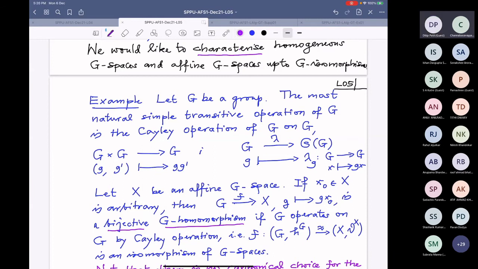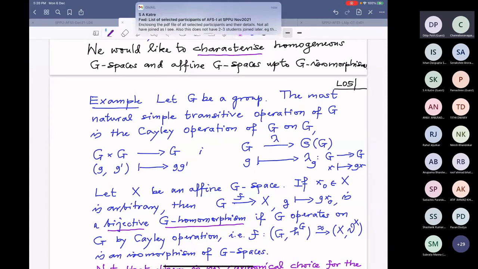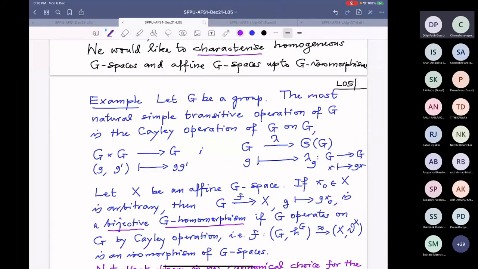Yes. Transitive means what? There is only one orbit. What is the orbit? The whole G. The whole G is the orbit. Isn't it clear? Is it simple? Yes, sir. What are the isotropies? Only the trivial group. Very good, that you have checked. And this is a very simple example.